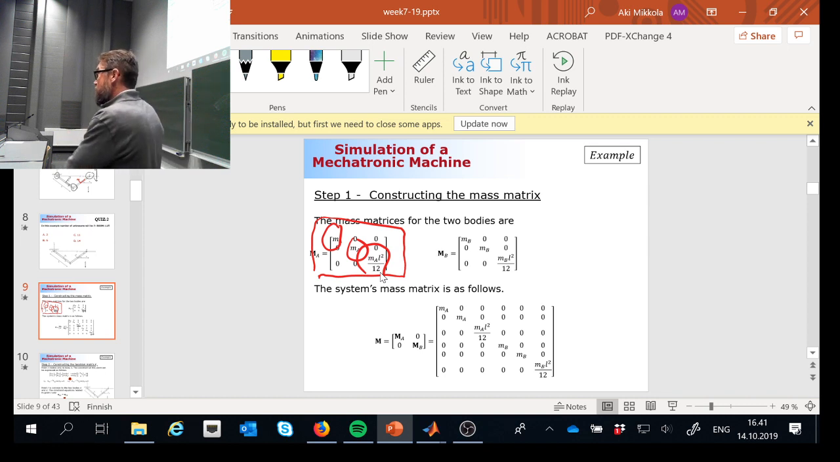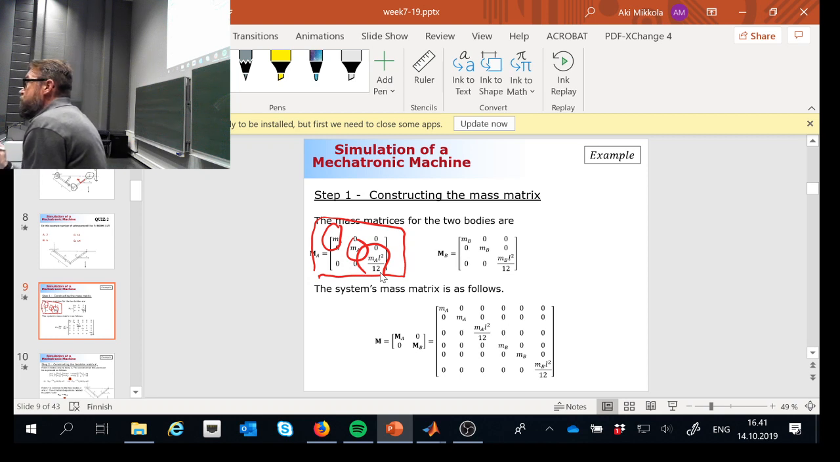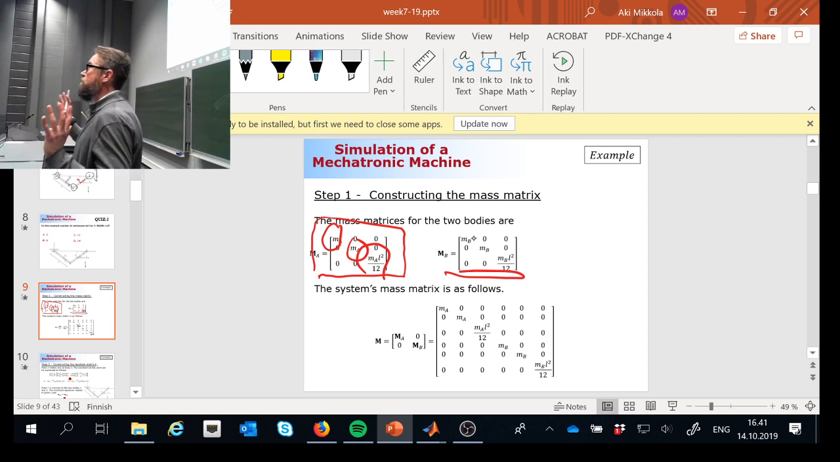By the way, this is the one that we got last week already. It says mass multiplied by length to the power 2 divided by 12. Okay, clear. The same thing for the second body, because that too is a beam-like body, and in that body too, the body reference coordinate system is located in the center of the mass, so there is no difference. And now comes the assembly part.